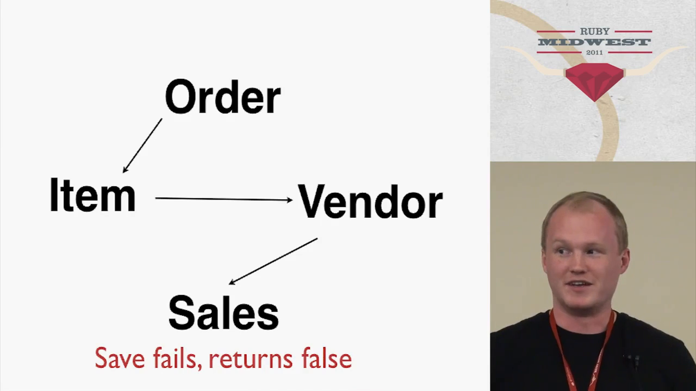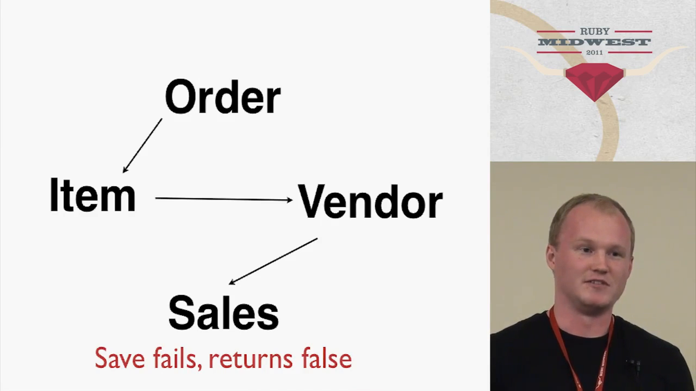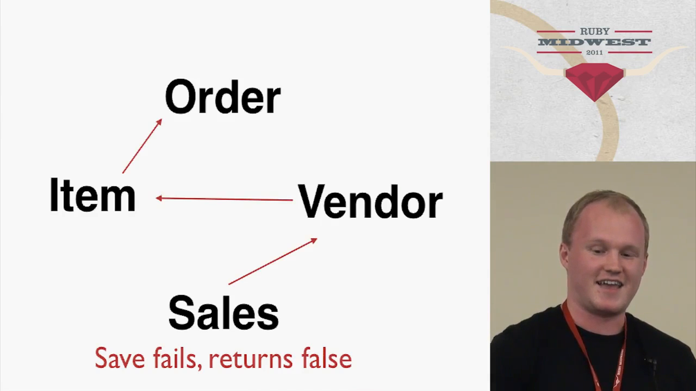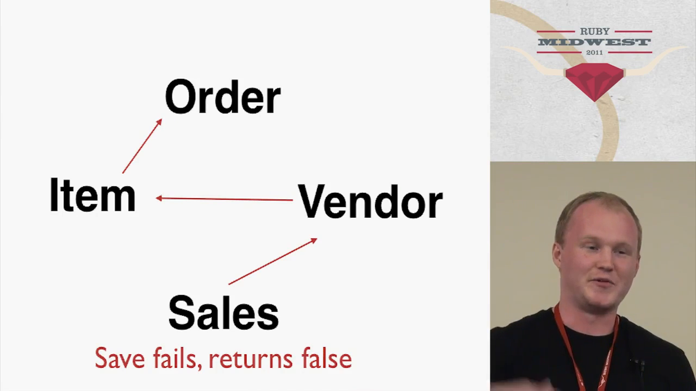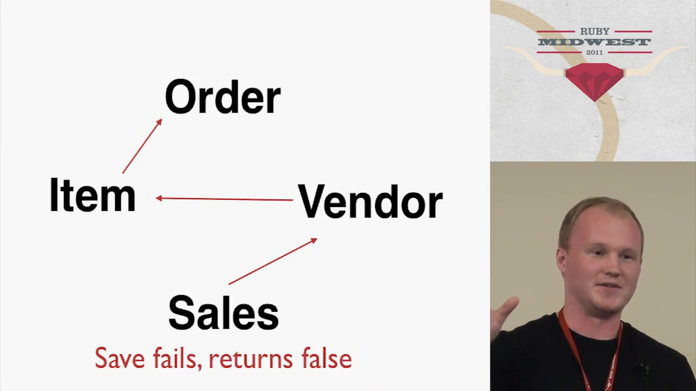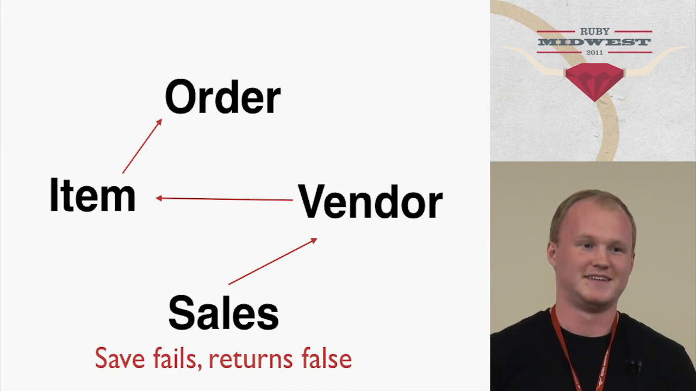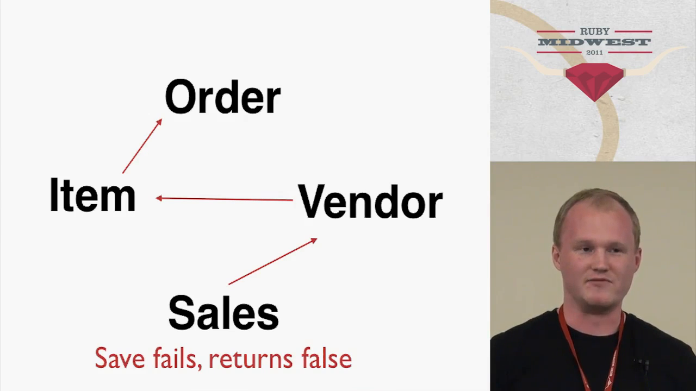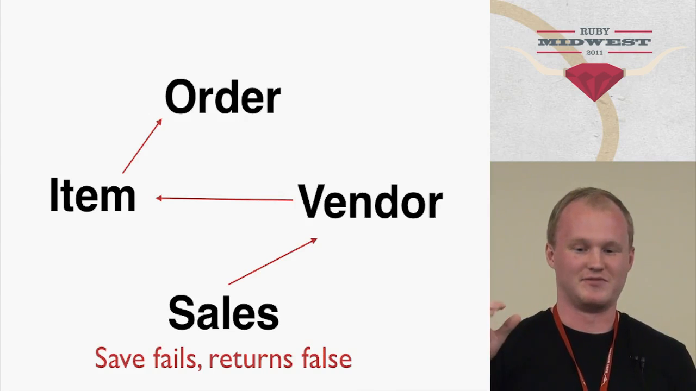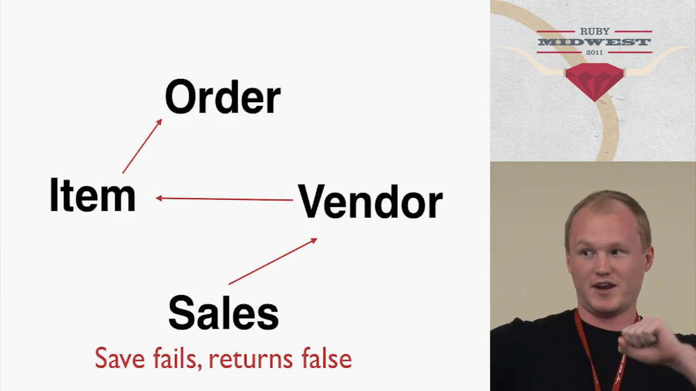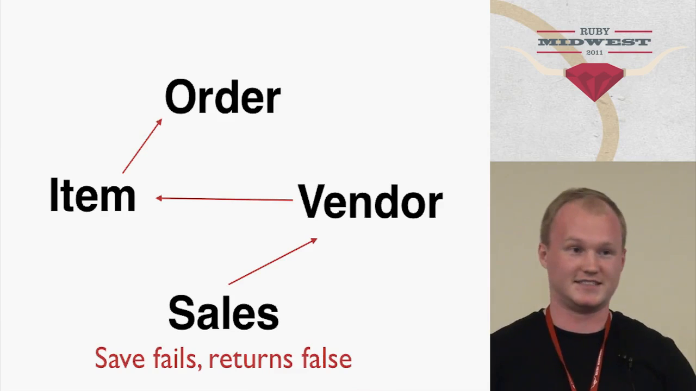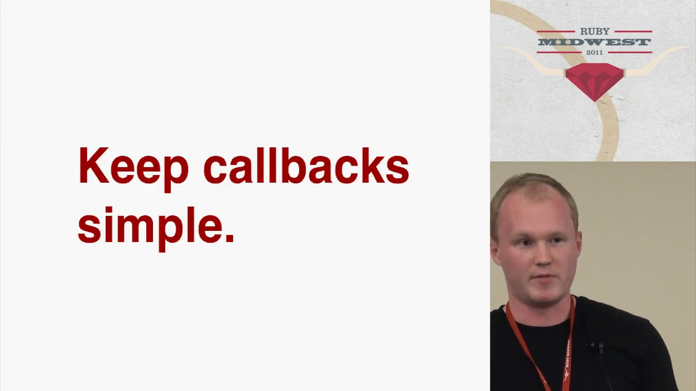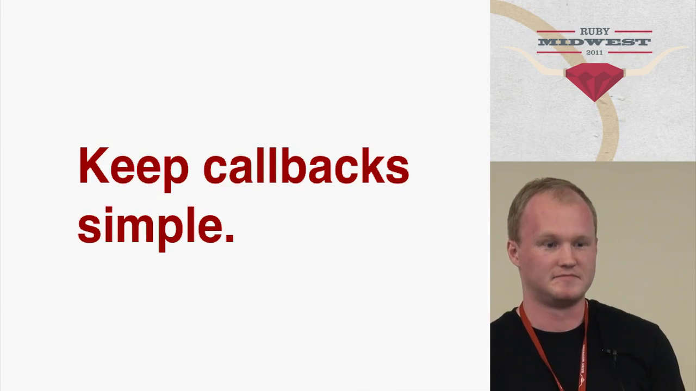Then inevitably, somewhere, someone's going to return false from a callback. That's going to halt the chain, and nothing will save. So all the way back up in your totally unrelated order item, you can't save. We've seen this happen for cases where our vendor was not in a valid state. So because of something way over here, we can't save this object over here. That's really hard to figure out in production. So keep callbacks simple is the model there.